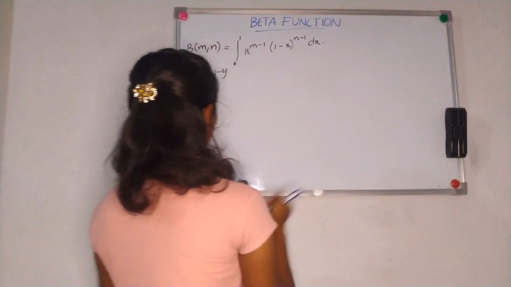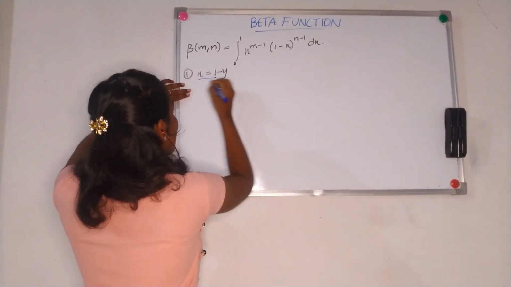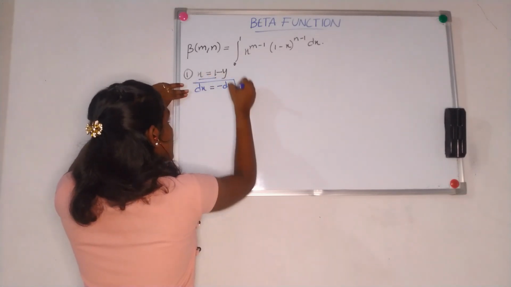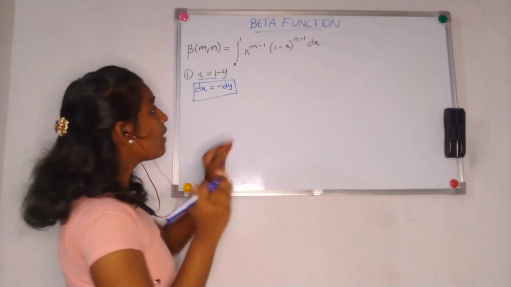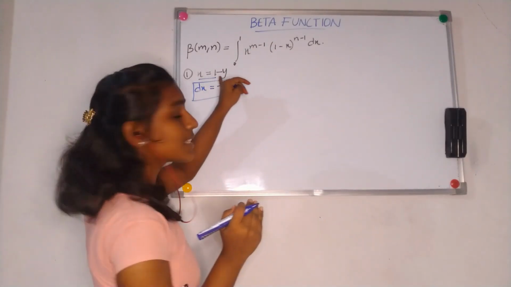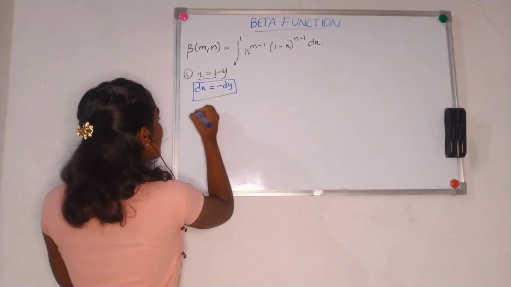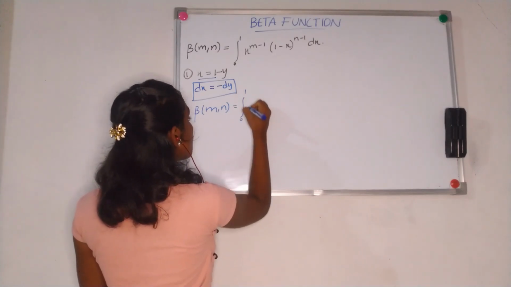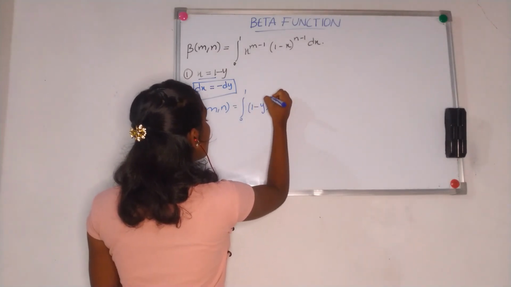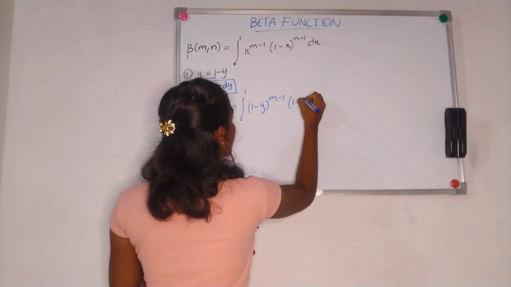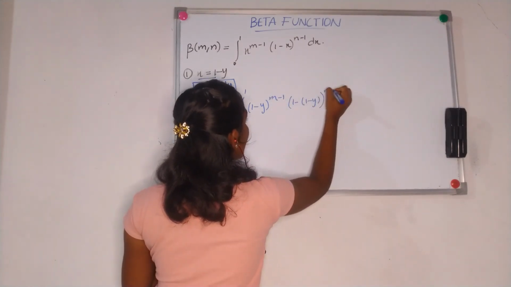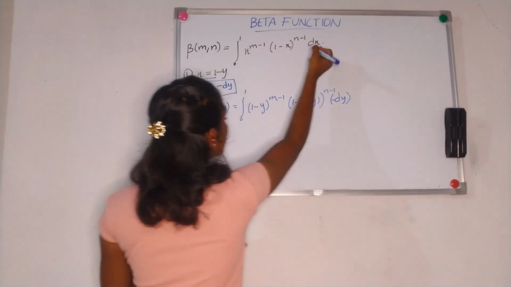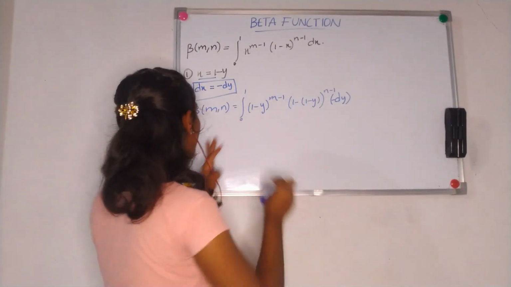So if you put it, what will happen? If you differentiate on both sides, you get dx is equal to minus dy. Put this point aside now, and substitute x is equal to 1 minus y into the integral. Then beta of m comma n is equal to the integral from 0 to 1 of (1 minus y) whole power m minus 1 into (1 minus (1 minus y)) whole power n minus 1 into minus dy. Instead of dx we have to put minus dy.